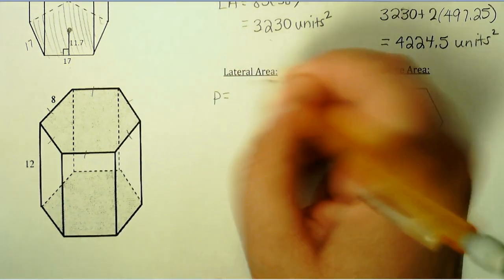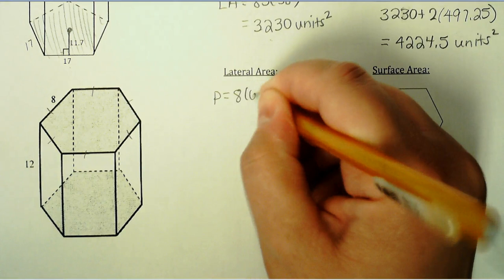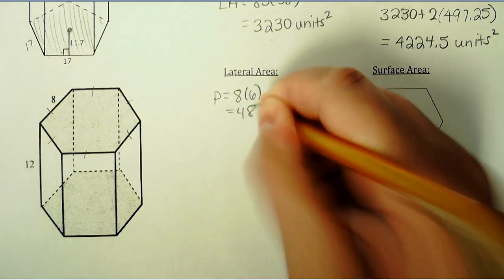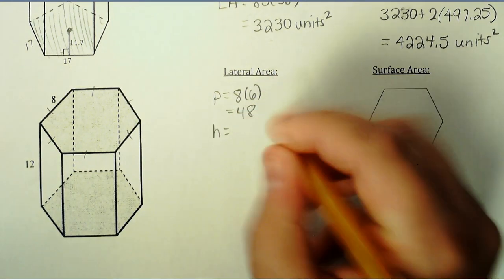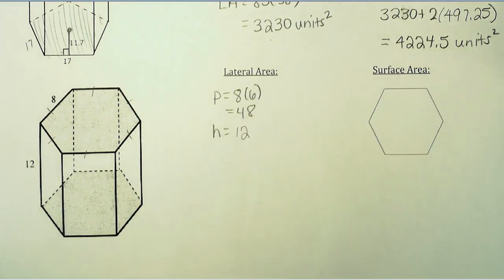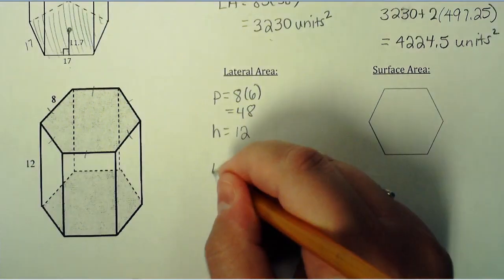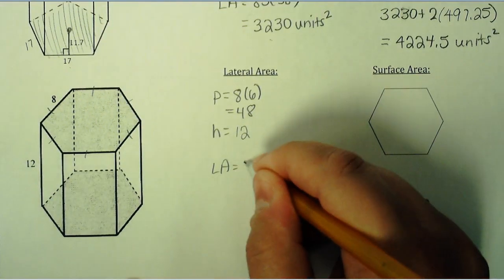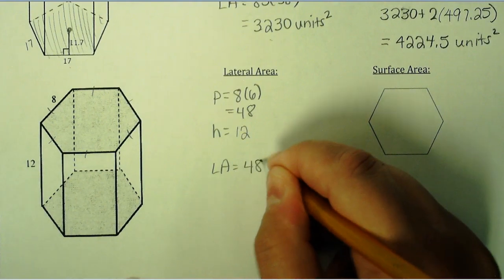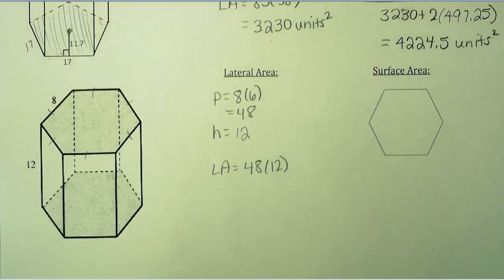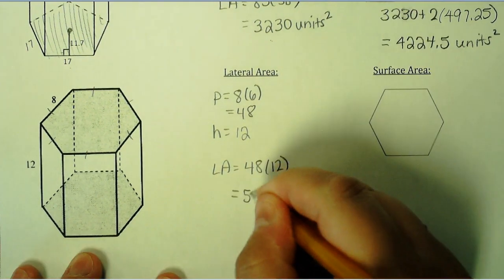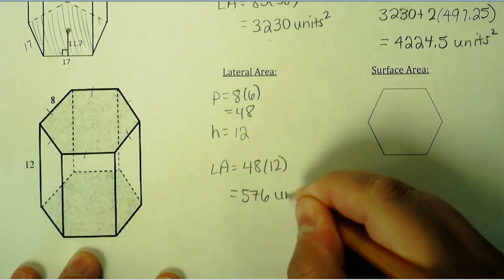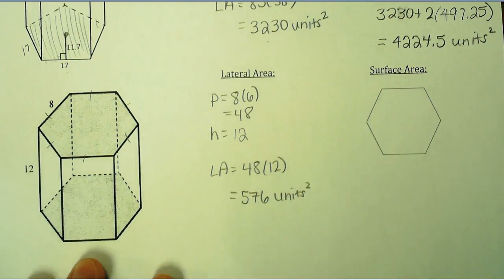So the perimeter of the base, 8 times 6, is going to be 48. And then the height of the prism runs between the two bases, that's the 12. So my lateral area is just the perimeter of the base times the height, so we're just going to type 48 times 12. This is 576. Again, we got units squared here since we don't have a label.